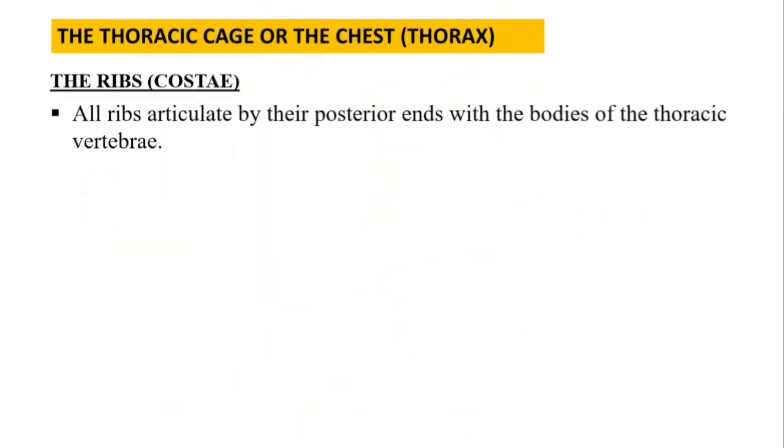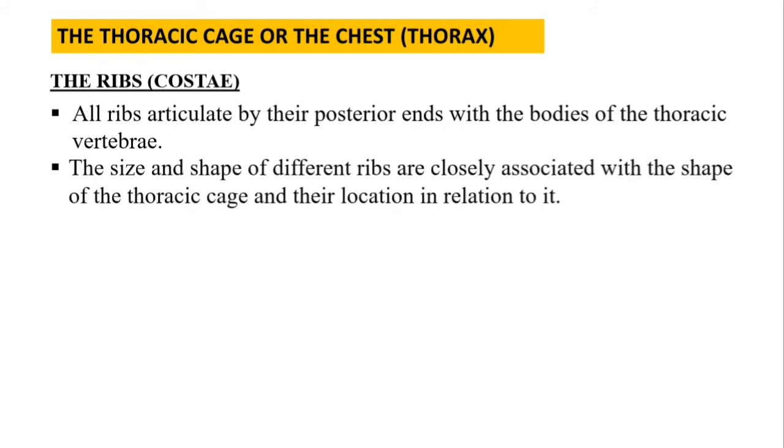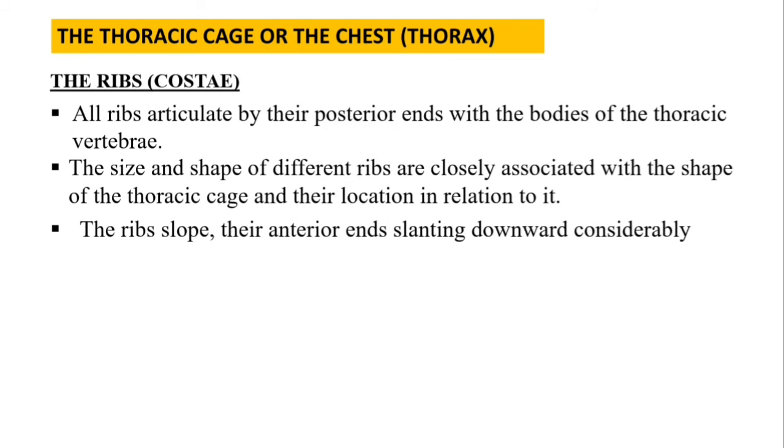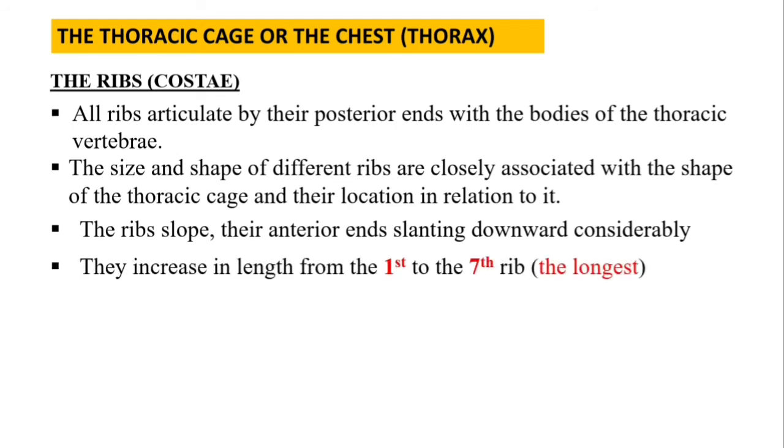Latin name costae. All the ribs articulate by their posterior ends with the bodies of the thoracic vertebrae. The size and shape of different ribs are closely associated with the shape of the thoracic cage and their location in relation to it. The ribs slope, their anterior ends slanting downwards considerably. They increase in length from the first to the seventh rib, and the seventh rib is the longest.